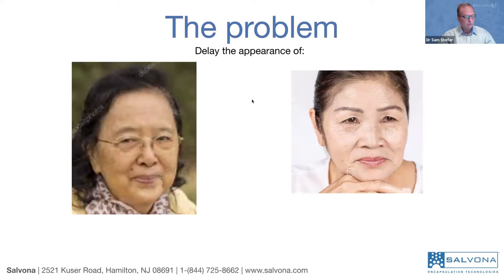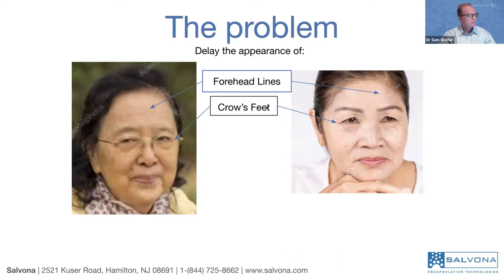Okay, the facial experience you can see here, and the problem that we're trying to solve is to delay the appearance of fine lines such as the forehead lines that you can see here, then the crow's feet lines. This is the special lines around the eye that appears here. This is what we're trying to delay or reduce.